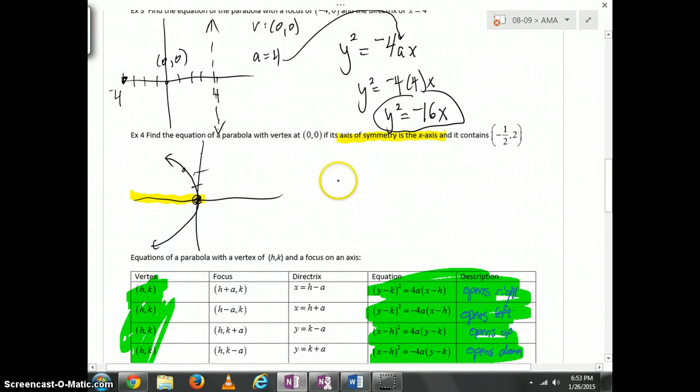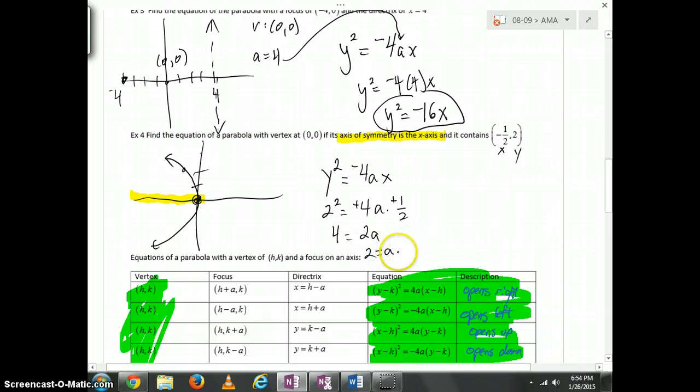But what does it mean to have a parabola that opens up towards the left? We need y squared equals -4ax. Right now I'm just going to plug in my y value of 2. I'm going to substitute in an x value of -1/2. And of course 2 squared is 4. Here a negative and a negative make a plus. 2 goes into 4 twice. We have 2a is equal to 4, meaning a is equal to 2. Once I substitute a is equal to 2 back in, we will have y squared equals -8x.